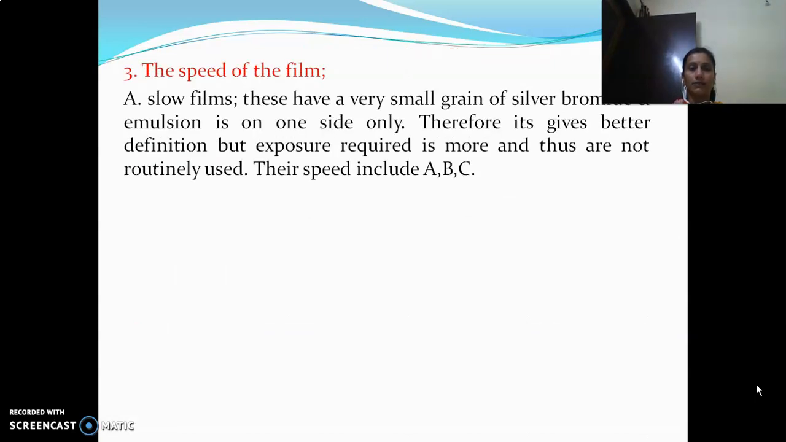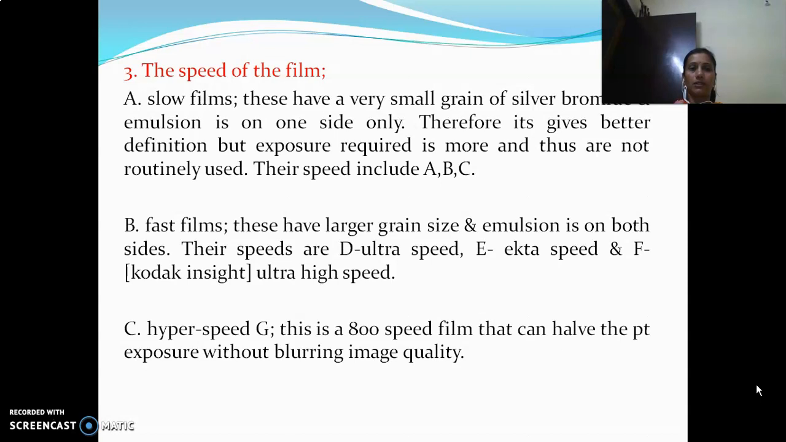The third classification is based on the speed of the film. They are classified into mainly three categories: slow films, fast films, and hyperspeed G. Slow films have very small grains of silver bromide emulsion on one side only. Examples of slow speed films are A, B and C speed films.